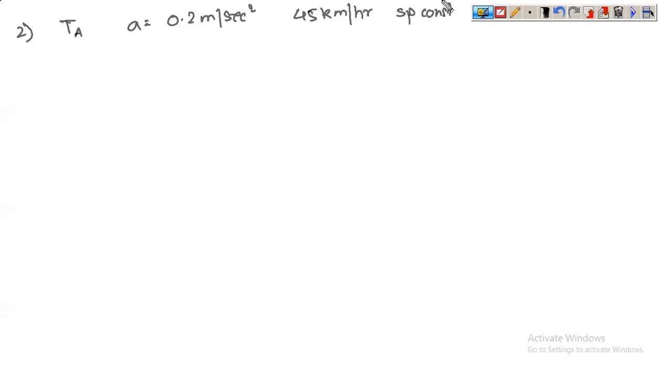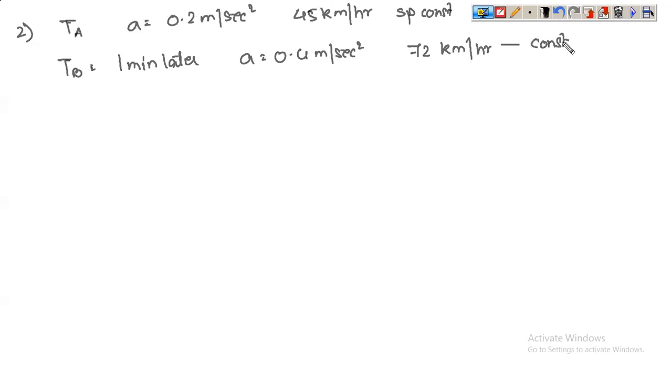Now train B leaves 1 minute later. It leaves 1 minute later with a uniform acceleration of 0.4 meters per second square, and it attains a maximum speed of 72 kilometer per hour, and then it remains constant. You are supposed to find out when will train B overtake train A.